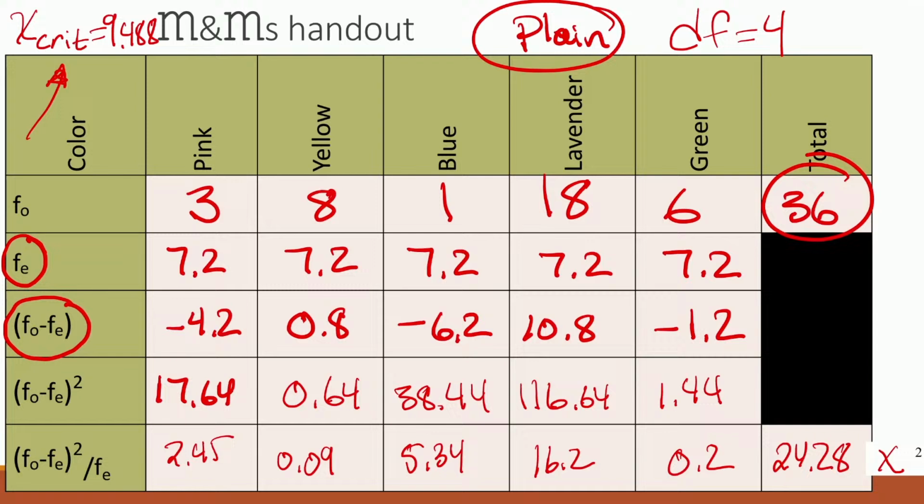So I'm comparing that to this. The question is, is mine more extreme or less extreme than that number? And it's certainly way more extreme. And so my conclusion is that there is evidence to suggest that Easter M&Ms are not produced in equal percentages, that they're not all the same, at least with the plain. So that's what I got.